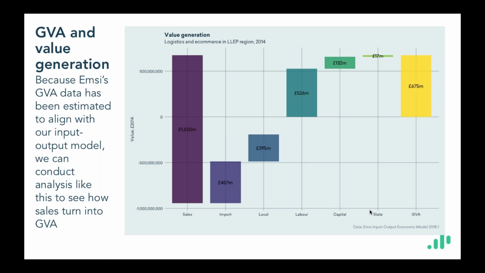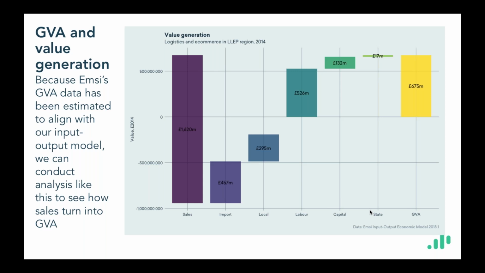These are purchases equating to 295 million that have been purchased locally. This can inform decision makers about whether it's possible to grow that local supply chain and essentially, what opportunities there may be to further support businesses.